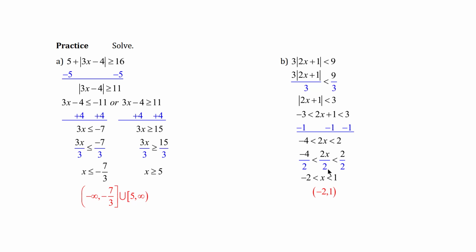Simplifying the left-hand side, negative 4 divided by 2 is negative 2. Simplifying the middle, we have 2x divided by 2 is x. Simplifying the right-hand side, 2 divided by 2 is 1. So the result is negative 2 less than x less than 1. Writing out our final answer in interval notation, we have parentheses, negative 2, comma, 1, close parentheses.